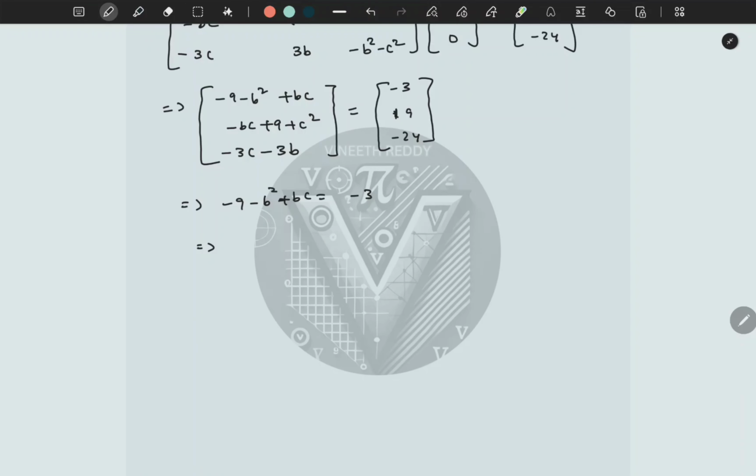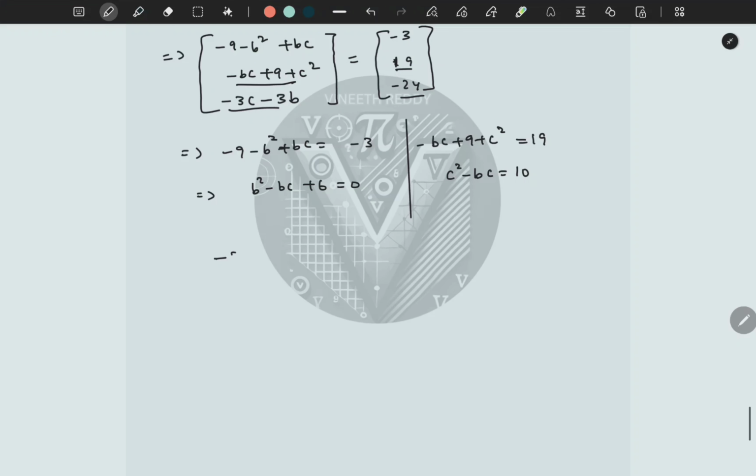So if I take all the terms to the right hand side, I get b square minus bc plus 6 equals 0. This is the first thing. If I equate the second element here, we get minus bc plus 9 plus c square is equal to 19. So we can say c square minus bc will be 10. And if I equate the third row, we get minus 3c minus 3b is equal to minus 24.